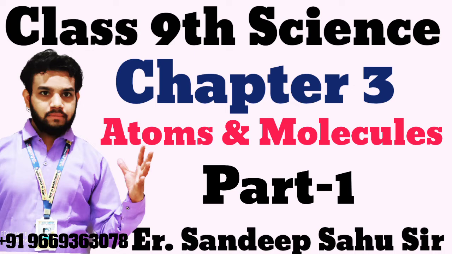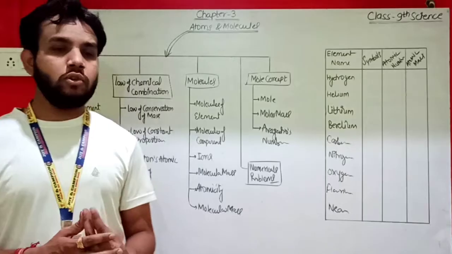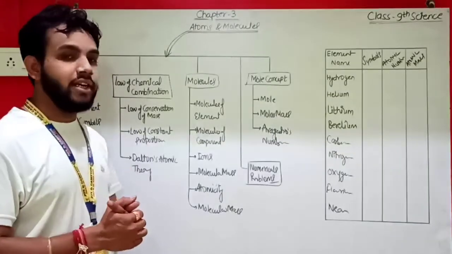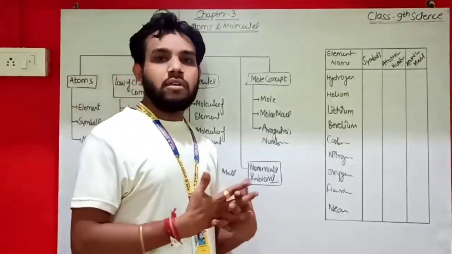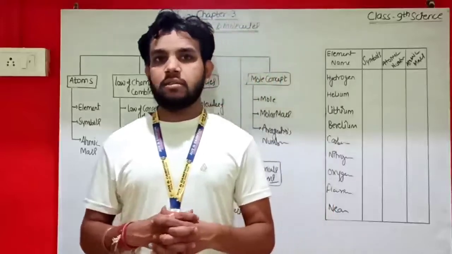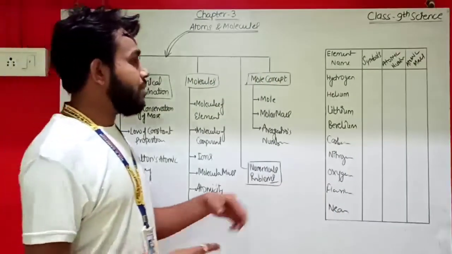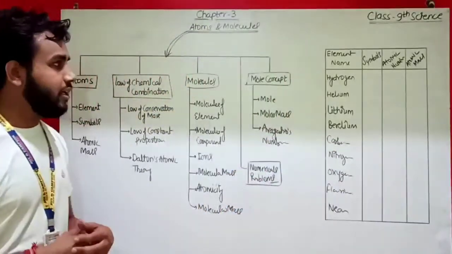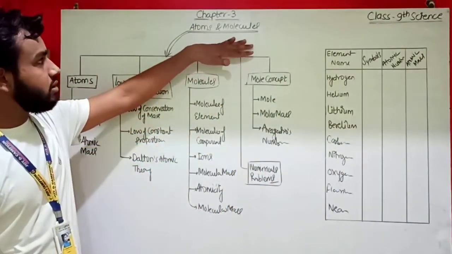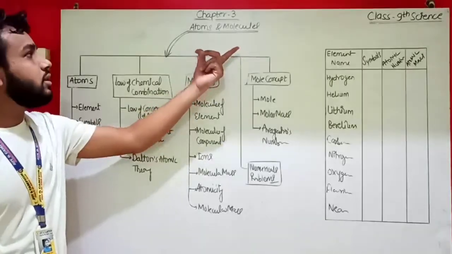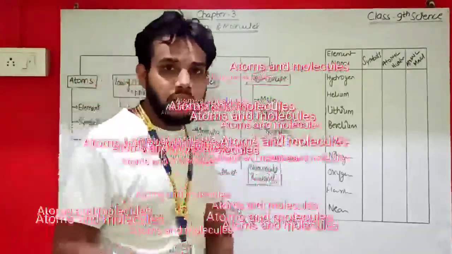In the previous class, we have completed two chapters of your science syllabus. First one is Matter in Our Surroundings, and second one is Is Matter Around Us Pure. So students, chemistry के दो chapters हम लोगों ने complete कर लिए. This is the third chapter of your science syllabus. This is Atoms and Molecules.